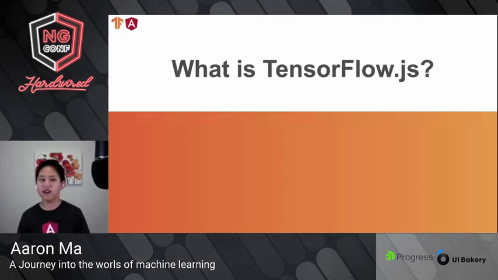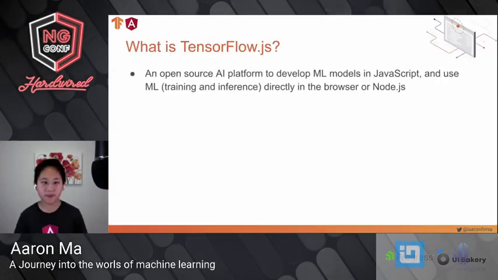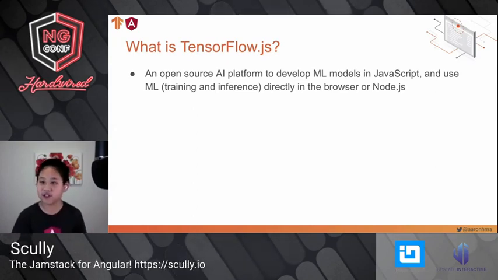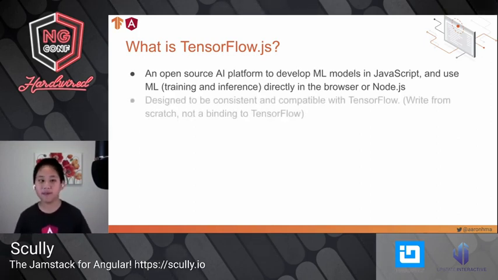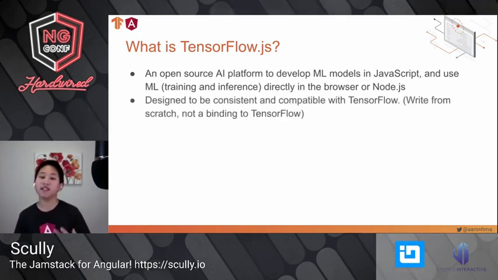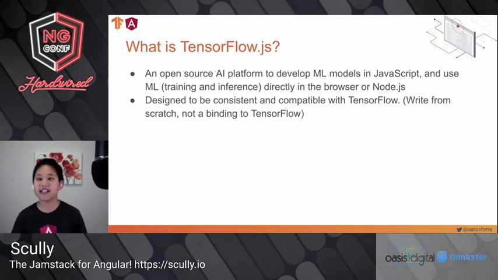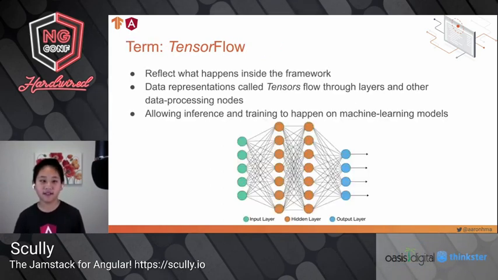So now you're thinking, what exactly is this TensorFlow.js thing? Well, it's an open source artificial intelligence platform that allows you to develop machine learning models writing in JavaScript and use machine learning directly in the browser or with Node.js. And it's designed to be consistent with TensorFlow, which means it's a complete rewrite from scratch, not abiding TensorFlow, and it can run anywhere as long as JavaScript can run. Plus, it's really fast as it's GPU accelerated.